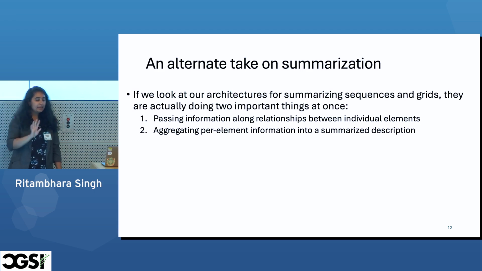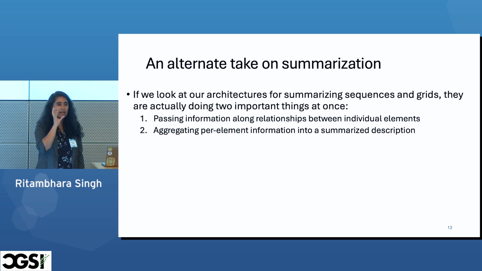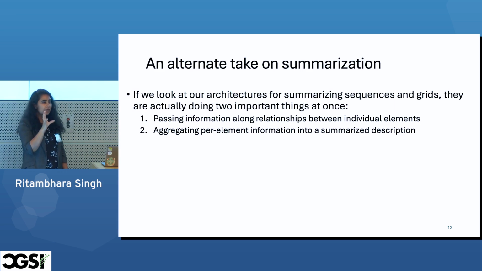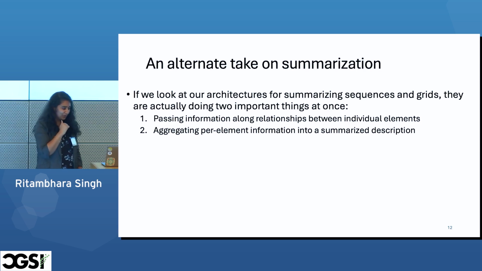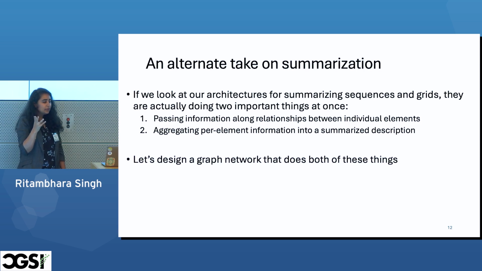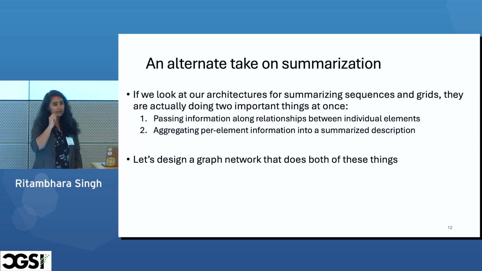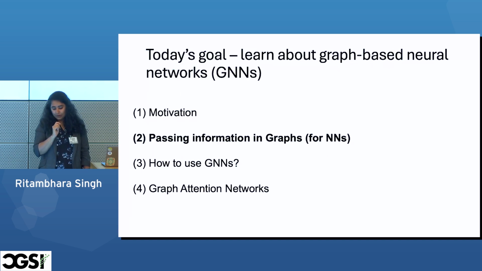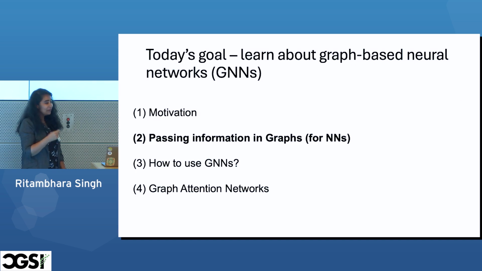And then we aggregate per element level information into some sort of a summarized description, some summarized representation, embedding, whatever terminology you want to use. So these are the two steps. And what we are going to do is we are basically going to use these two steps to design a graph neural network. Okay? So I have spent some time motivating the problem and telling you that it's important.